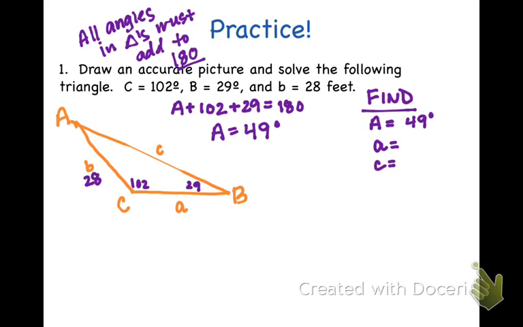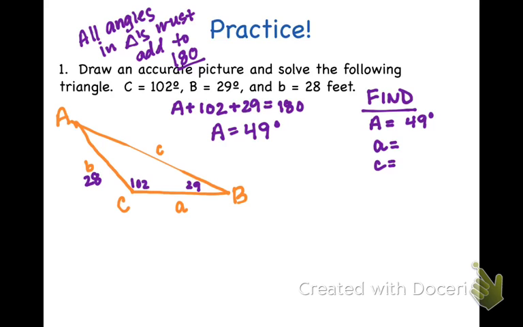So sometimes it's going to be a lot easier to find your angle. Other times it's going to be a little bit more difficult. We'll talk about those later. But we found our angle. Now I want to find a side length. And this is where the law of sines is going to come into play.